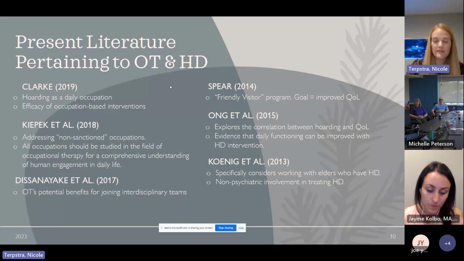But I think that there's a place for OTs, even if they're not specifically trained in a psychiatric area. I think there is a spot for them to become involved in treating individuals with hoarding disorder, since we are very well trained in understanding function and how body structures and the environment impact doing everyday activities.